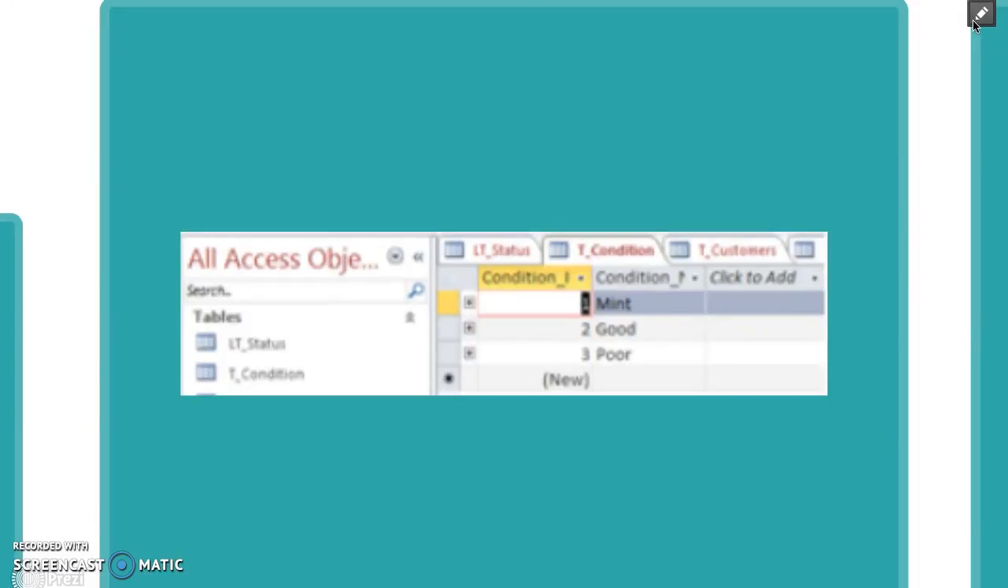This shows how the details about the condition of the products are stored by CEX in the database. It includes mint, good, and poor conditions, with a unique identity for each, acting as the primary key.